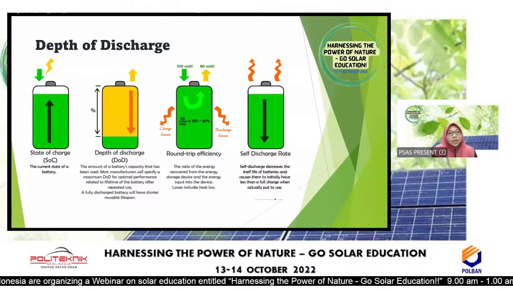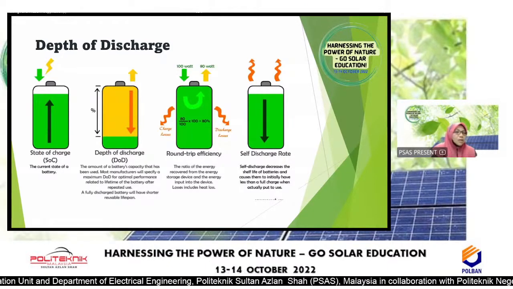Okay, battery storage. In the battery, we have two states, which are state of charge and depth of discharge. State of charge is the current state of your battery. If we charge our battery, you can make it 100% charged, right? Like your smartphone. The manufacturer usually gives us the DOD.